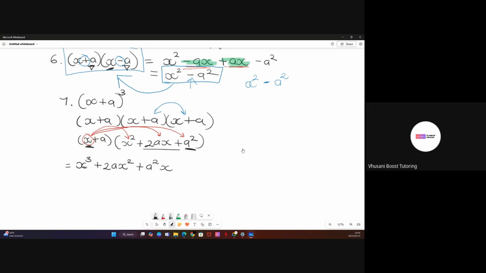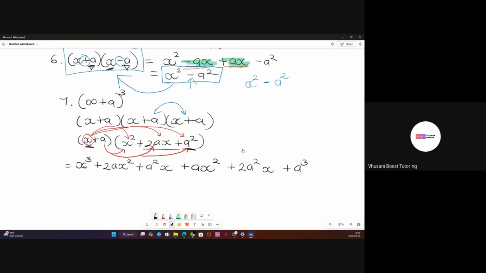And then we are not done yet. What happens to this a as well? We do the exact same thing with the a. We multiply it with the x squared, we multiply it with the 2ax, we multiply it with the a squared as well. So a multiplied by x squared, that's just ax squared. A multiplied by 2ax, that's going to leave us with 2a squared x. And then the last one, it's a multiplied by a squared. So that will be a to the power of 3.